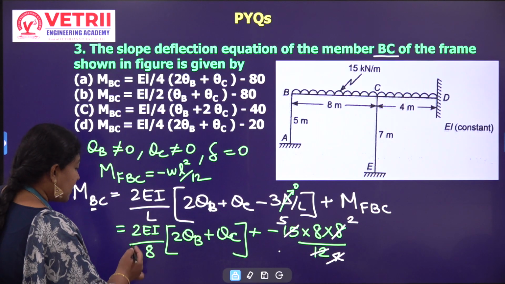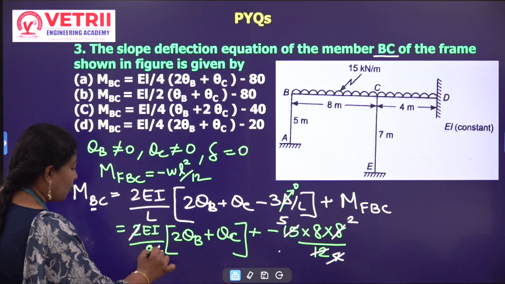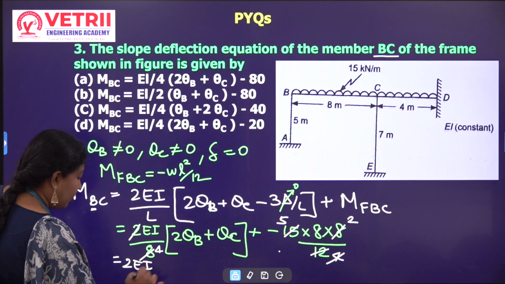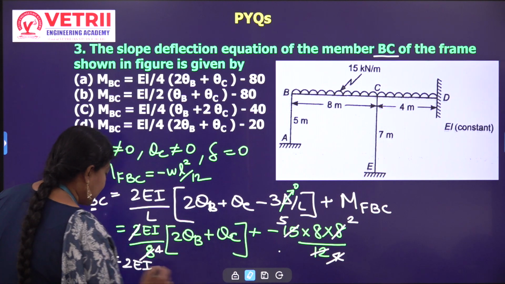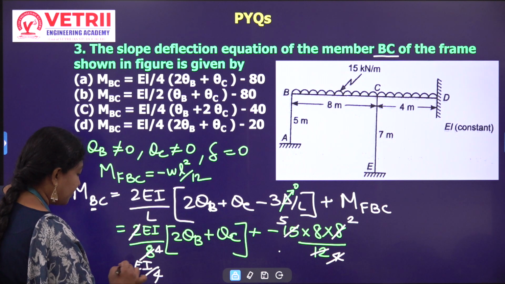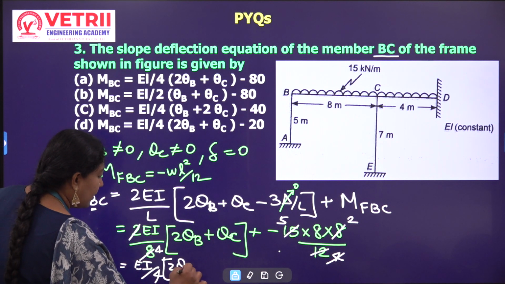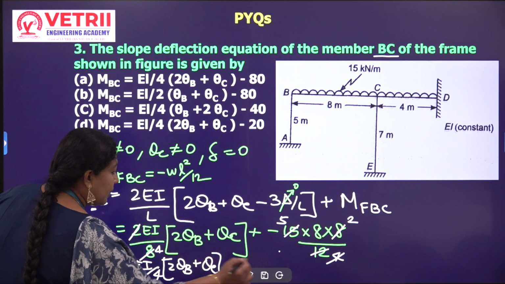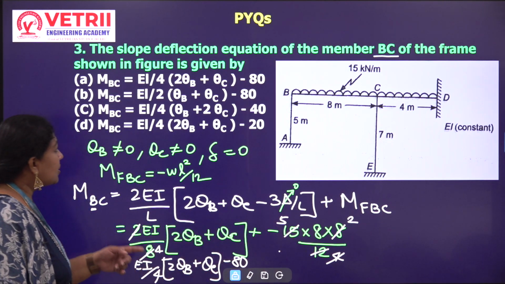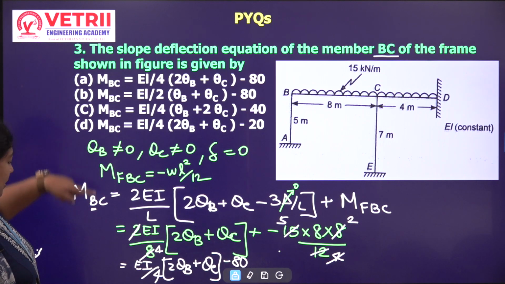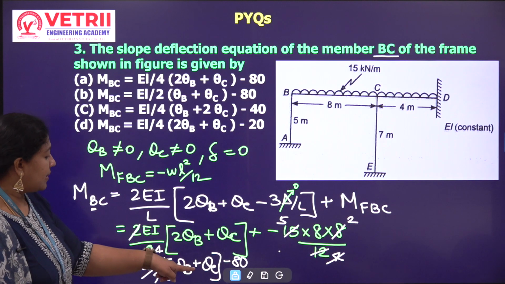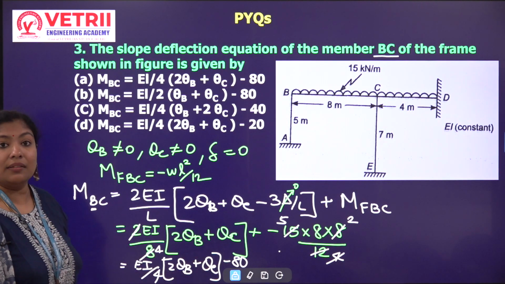So here it is, we can cancel. It is 4. The final answer: 2EI by 2EI will get cancelled. So finally EI by 4 into 2 theta B plus theta C, then minus 80. This 80 is coming. Okay, so which is the option here? MBC is EI by 4 twice of theta B plus theta C minus 80. So it is the first option.